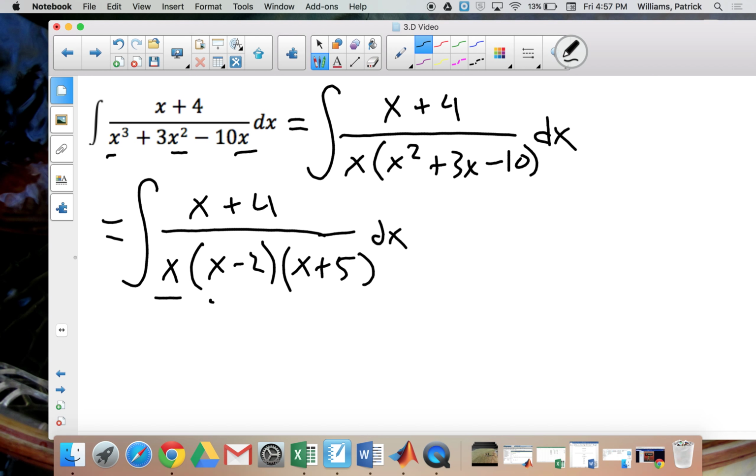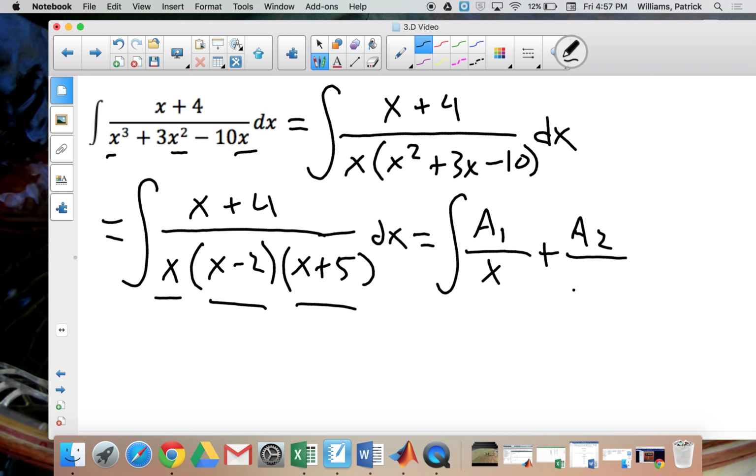Okay, so if we do this now, we're going to have three constants, a1, a2, and a3, because we have three different terms that could all be 0 in the denominator. So this integral will be the integral of a1 over x plus a2 over x minus 2 plus a3 over x plus 5, dx. Okay, so if you weren't able to get to this stage, go ahead, pause the video, try to solve it from this point out, find that a1, a2, and a3, and eventually figure out how to solve this integral.